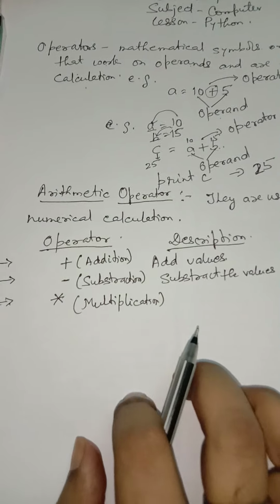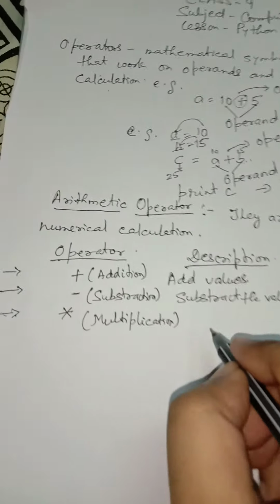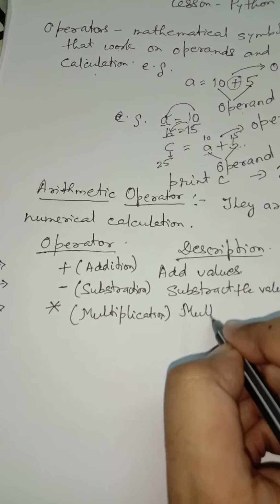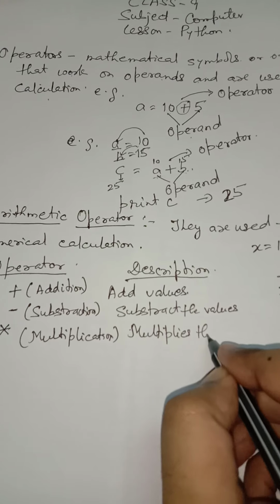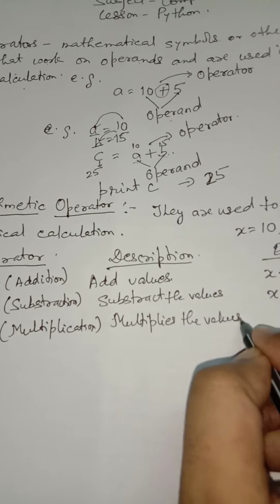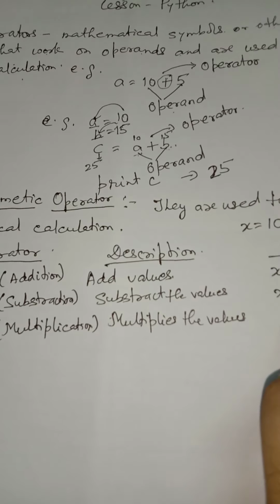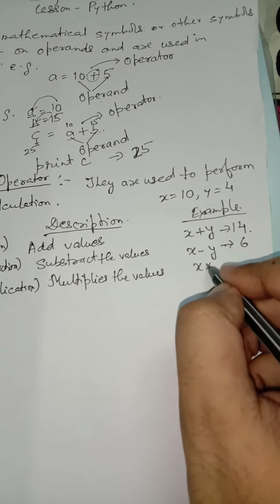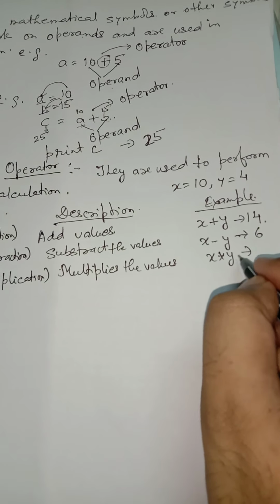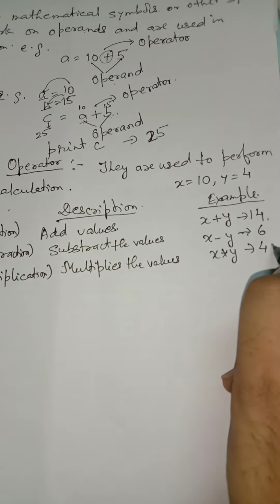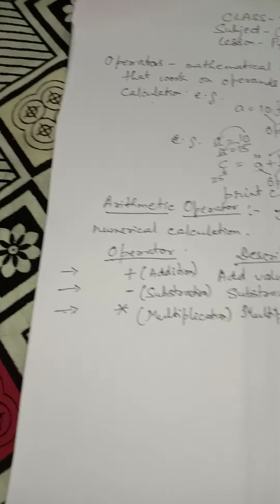So what does it do? It multiplies the values. I have written the example x multiplied y. So 10 multiplied by 4 is 40.